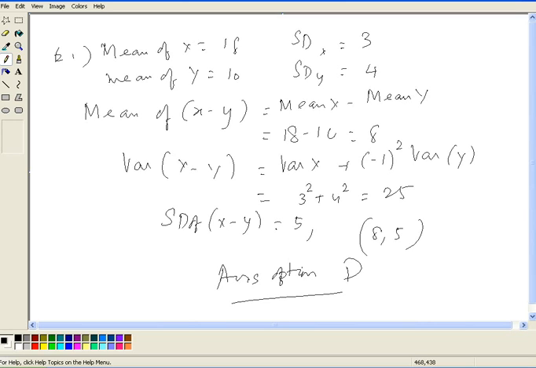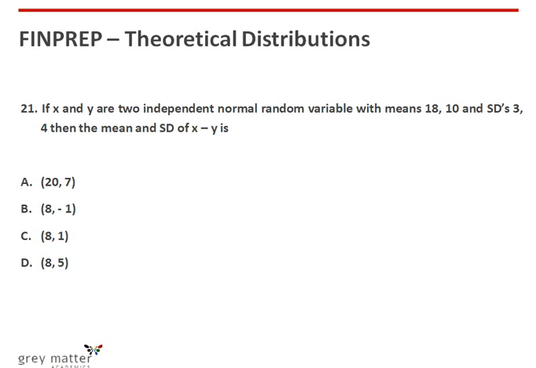So standard deviation of x minus y is the square root of variance of x minus y, which is 5. So the answer is 8, 5. So the option is D. Going to our PowerPoint presentation, it is D option, which is 8, 5.